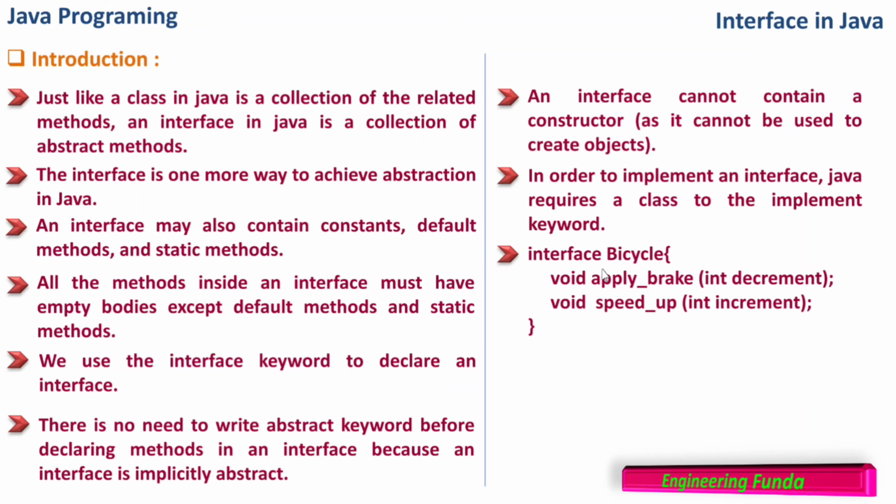So here is an example, interface Bicycle. Here there are two methods inside this interface. First is apply_brake, and second is speed_up, and both are taking one argument each of type integer. So we can see that the apply_brake and speed_up methods will do something with the speed of the bicycle. So let us have this interface and implement it in some class and see how it can work.